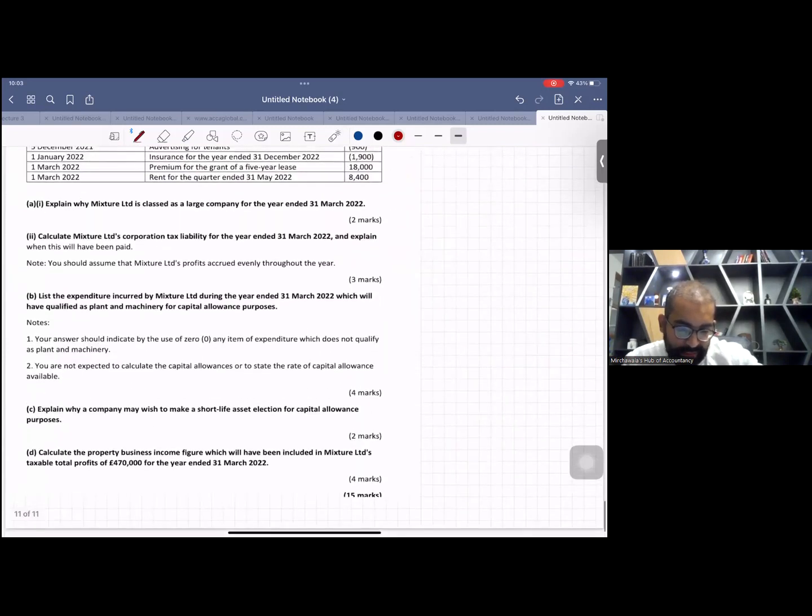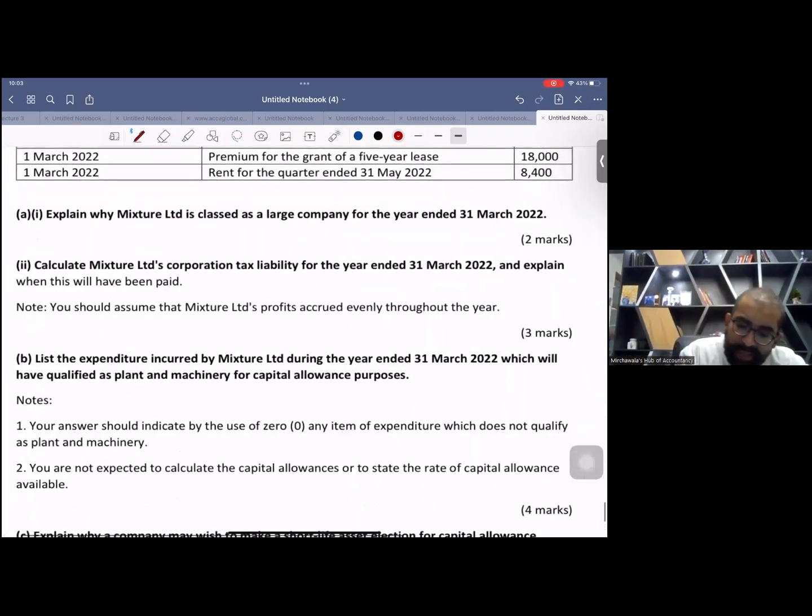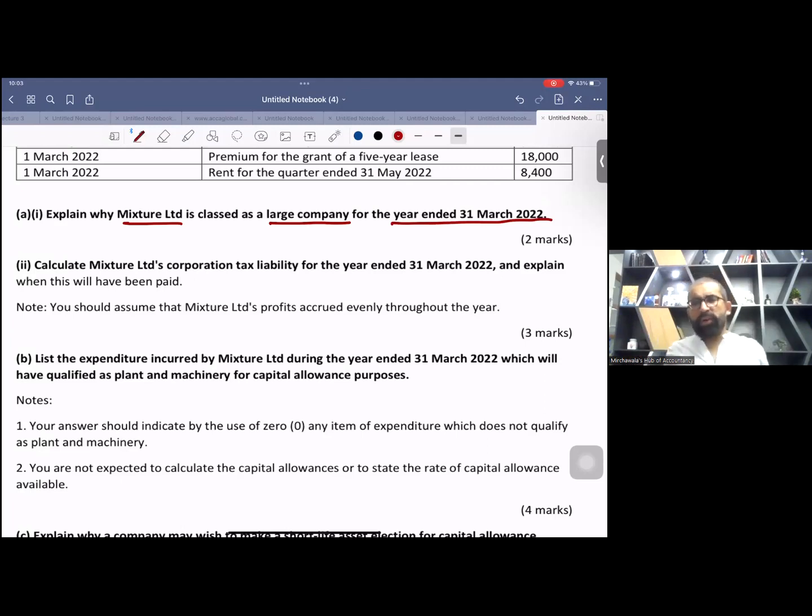This is the first requirement. Explain why Mixer Limited is classed as a large company for the year ended 31st March 2022. Because the current year augmented profits are greater than the limit, as well as this company was a large company last year. Or you can simply say this year this company is large because the AP is greater than the limits. Forget about last year.